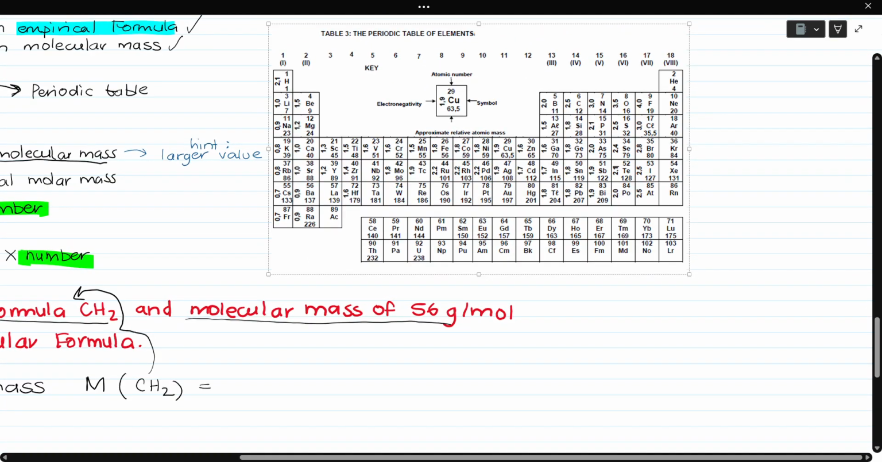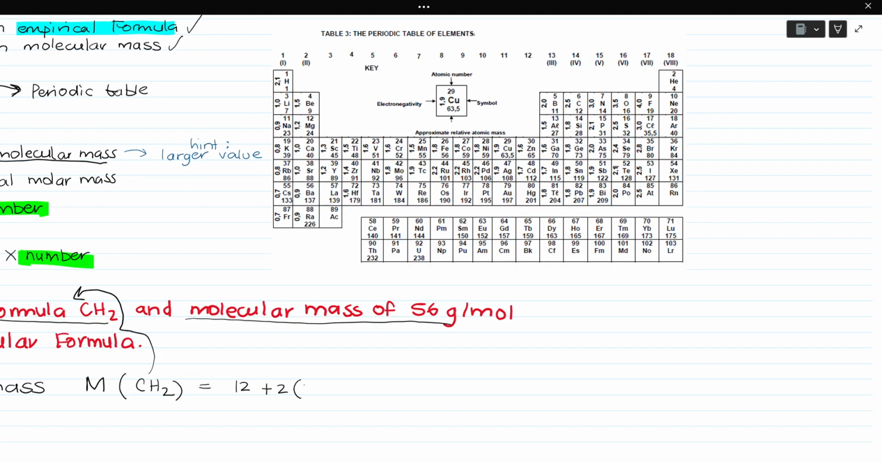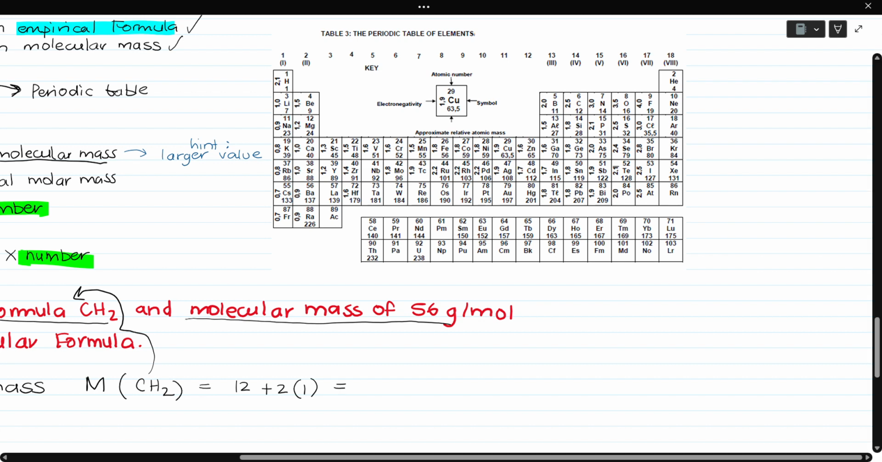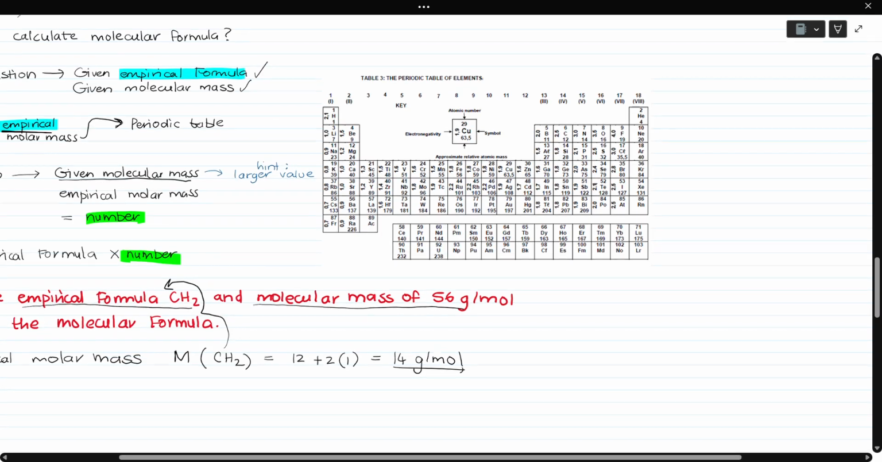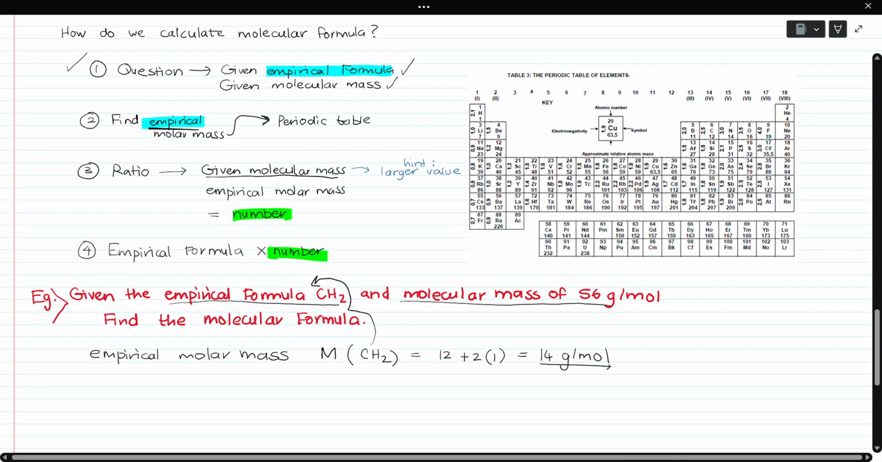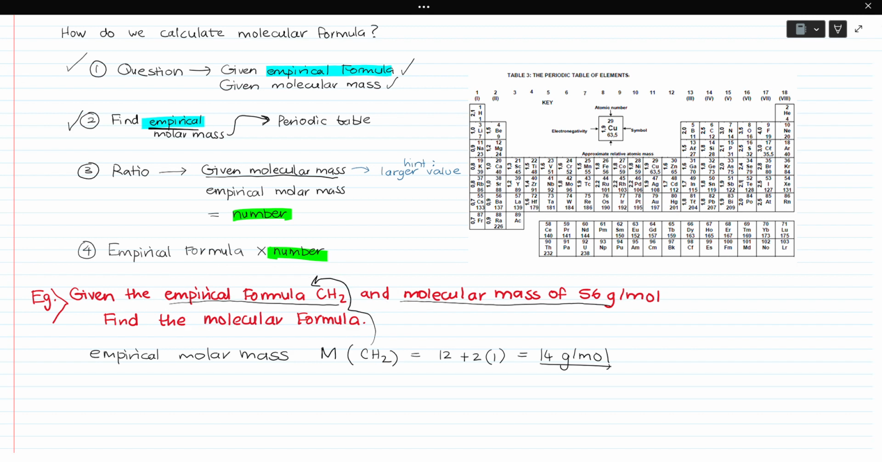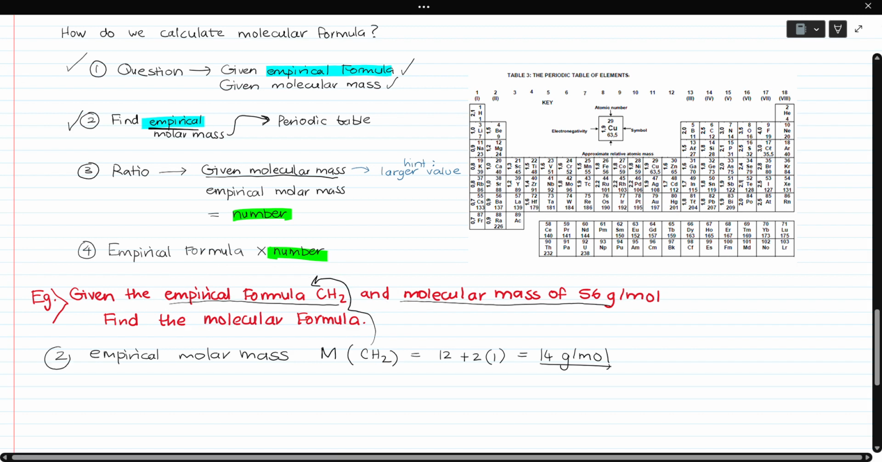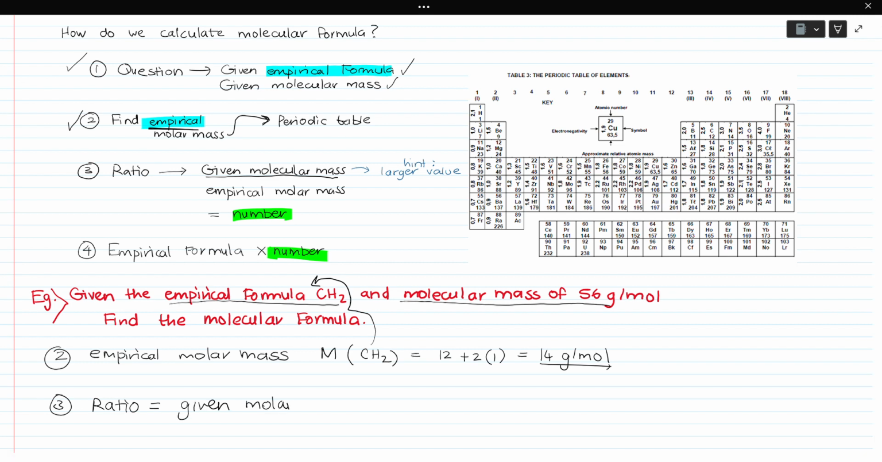Okay, so if we look for carbon, carbon is 12 plus 2 times hydrogen is 1. This is going to give us 14 grams per mole. So this is our empirical molar mass that we found based on the empirical formula that they gave us, CH2. So this is checked. Step 3, I'm just going to write down the step numbers here. Step 3 is going to find out the ratio. So the ratio, which is equal to the given molar mass all over the empirical molar mass that we just found.